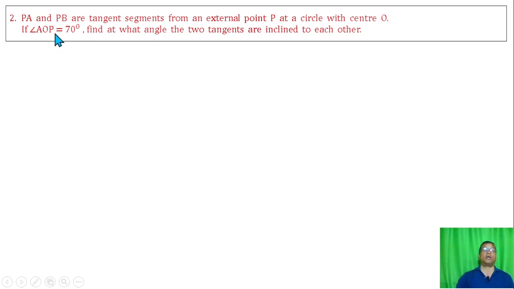If angle AOP is 70 degree, find at what angle the two tangents are inclined to each other.